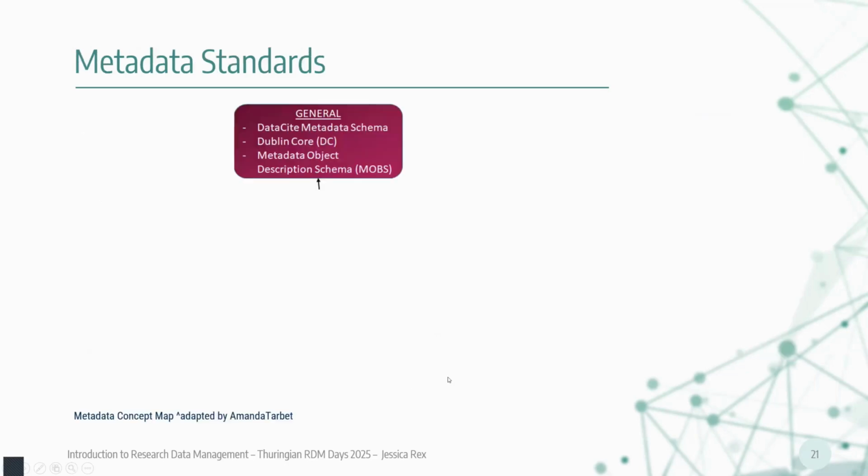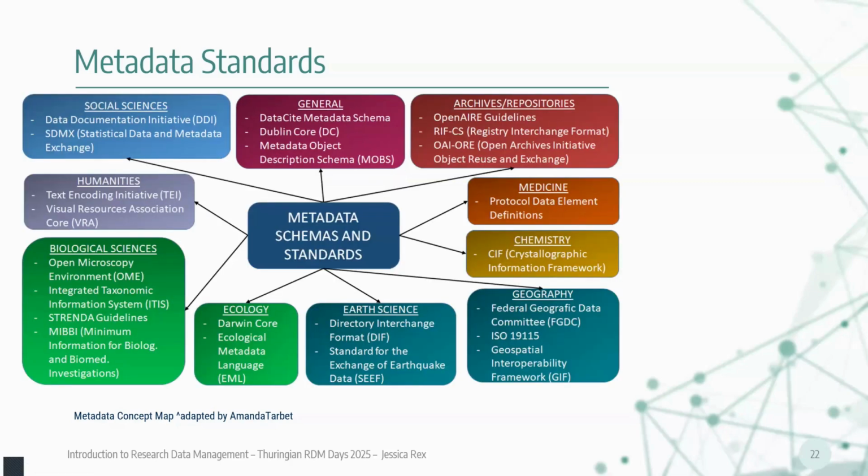Next thing I want to talk about is metadata standards. Now, a lot of disciplines do not have a metadata standard that they use in their metadata collection yet, or they have a standard that is unique to their group or their institute. However, there are already a lot of metadata standards out there that are described and available for use. Some are more general ones, like the DataCite metadata schema, Dublin Core, MODS, etc. But there are also a lot of discipline-specific ones. It looks like this when I show you all of those. For the social sciences, the humanities, biological sciences, earth sciences, chemistry, geography, medicine, etc., there are many different kinds of metadata schemas and standards.